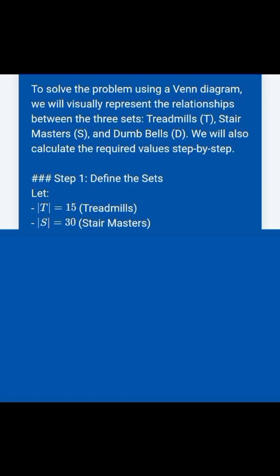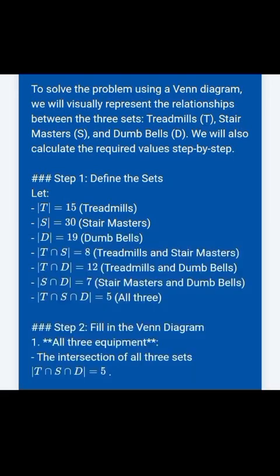So to solve this Venn diagram, first of all, we need to facilitate. Let treadmills be T, stairmasters be S, and dumbbells be D. And we also define the sets. In other words, we manipulate mathematical statements from the scenario that we are given. After manipulating it, we fill that information in the Venn diagram. First of all, the intersection of all, which is T intersection S intersection D, is 5.